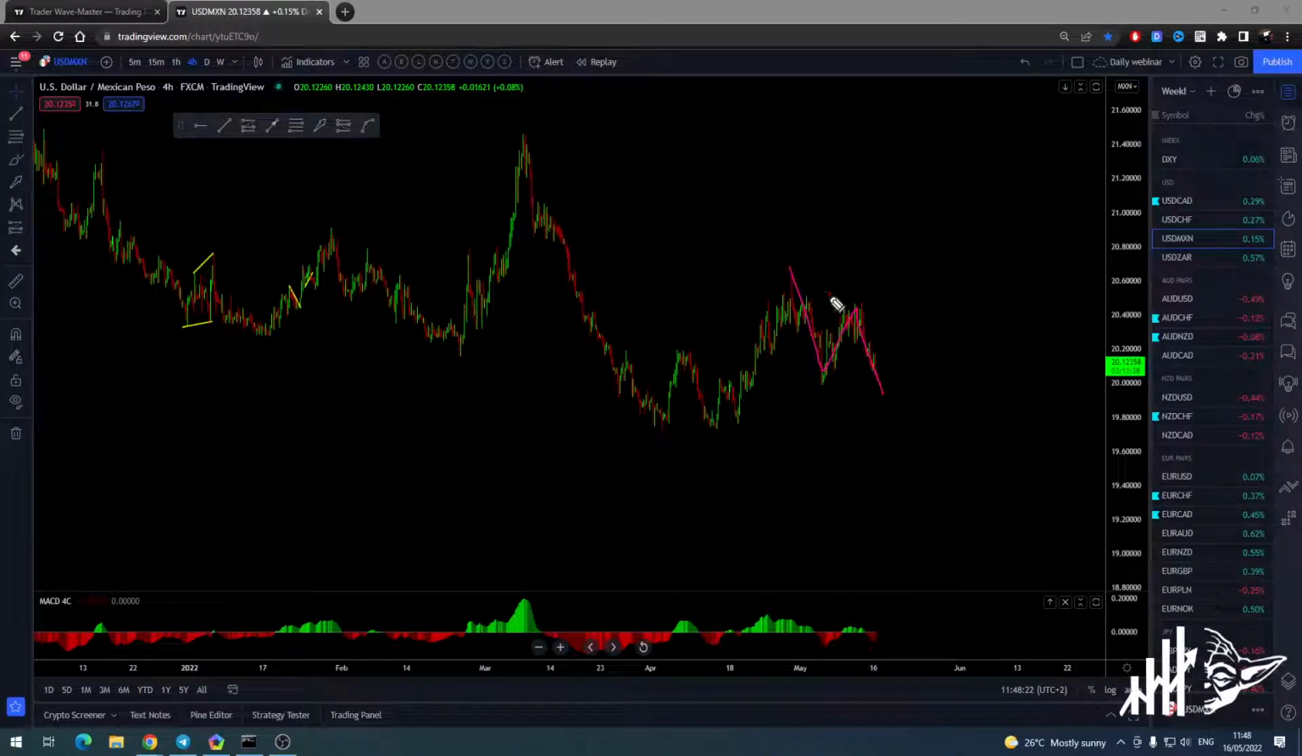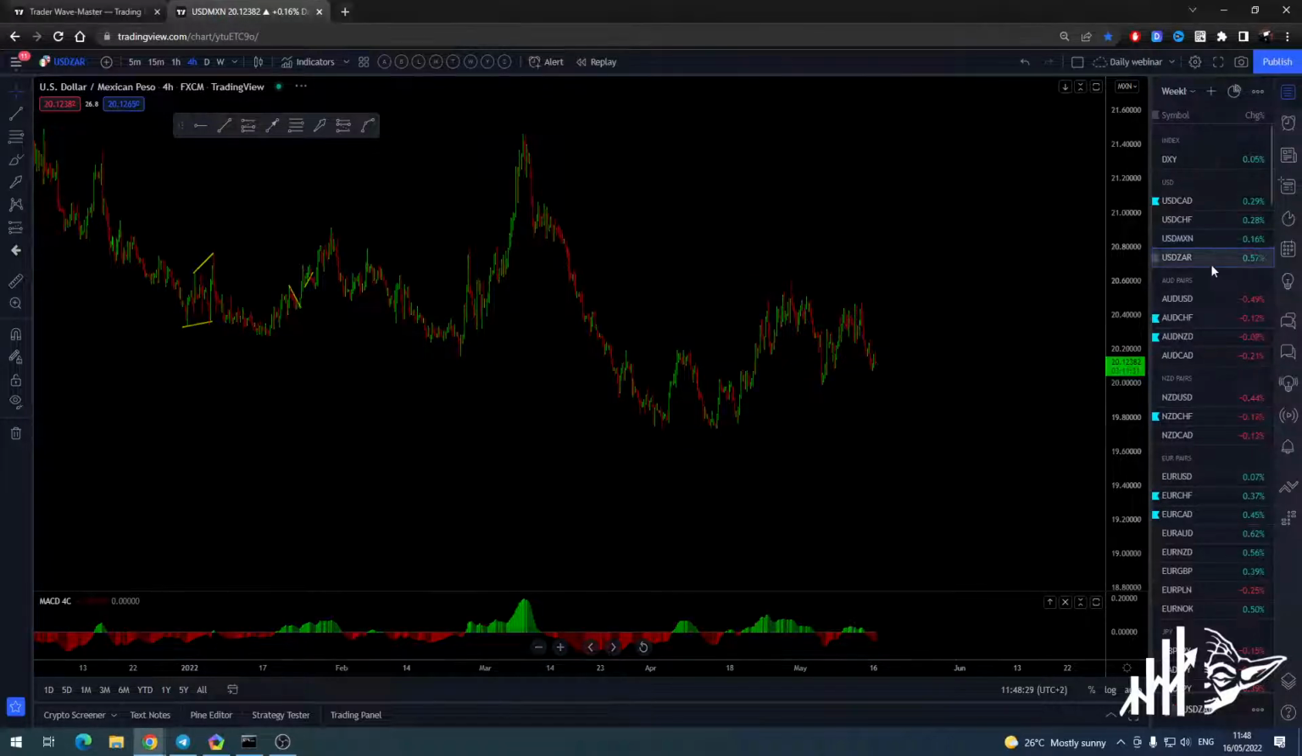Okay, this could still be the structure going higher. So keep an eye there, watch it, one more high, give us the bigger structure over there, and then going lower for those who are trading it.